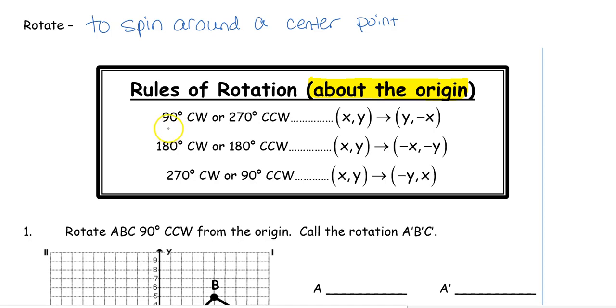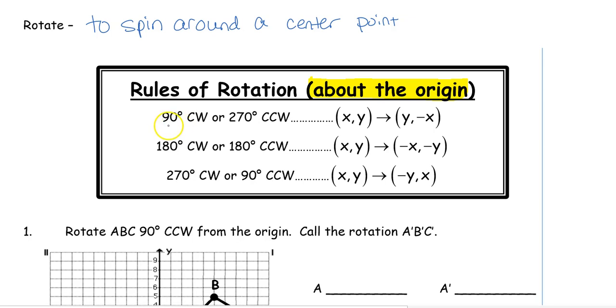So we have different kinds of rotations. We can go clockwise or counterclockwise, and just think about a clock. Which way do the hands on a clock move? So if it goes the same way that the hands on the clock move, it's clockwise. If it goes the opposite way that the hands on the clock move, it's counterclockwise.